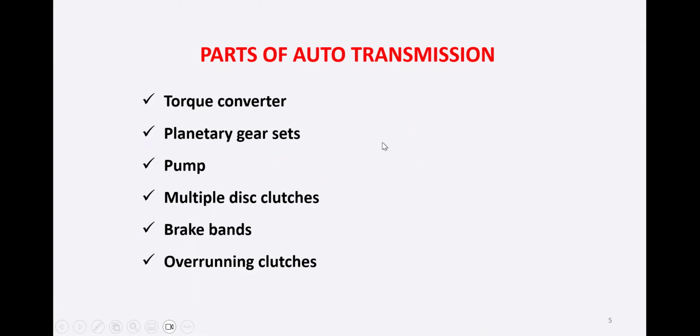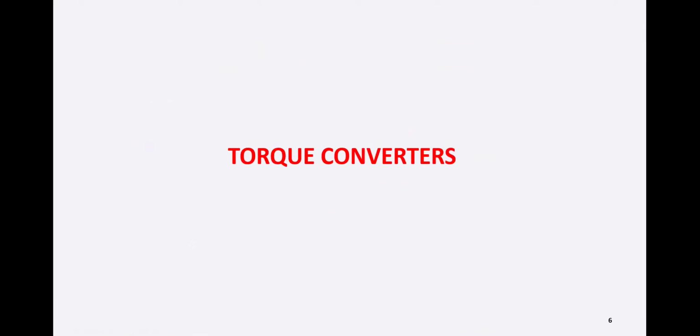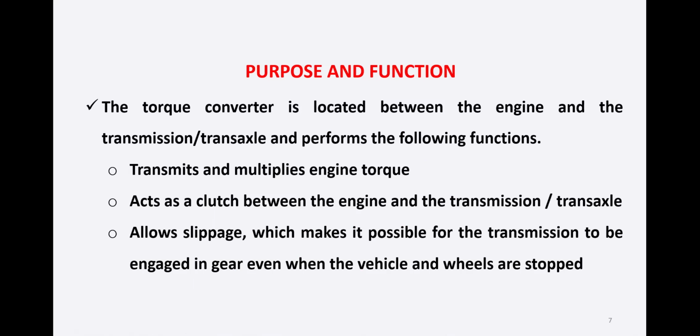I have changed the sequence. Now we have covered in our last lecture the torque converter. Today's main topic is the planetary gear set, then pump, multiple disc clutches, brake band, and forward running clutches. We have already talked about this torque converter. This is a quick recap of the last lecture.